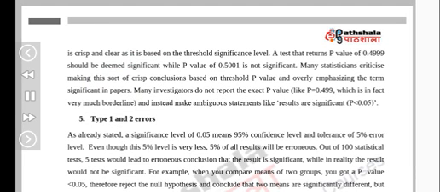is crisp and clear as it is based on the threshold significance level. A test that returns a p-value of 0.4999 should be deemed significant while a p-value of 0.5001 is not significant.